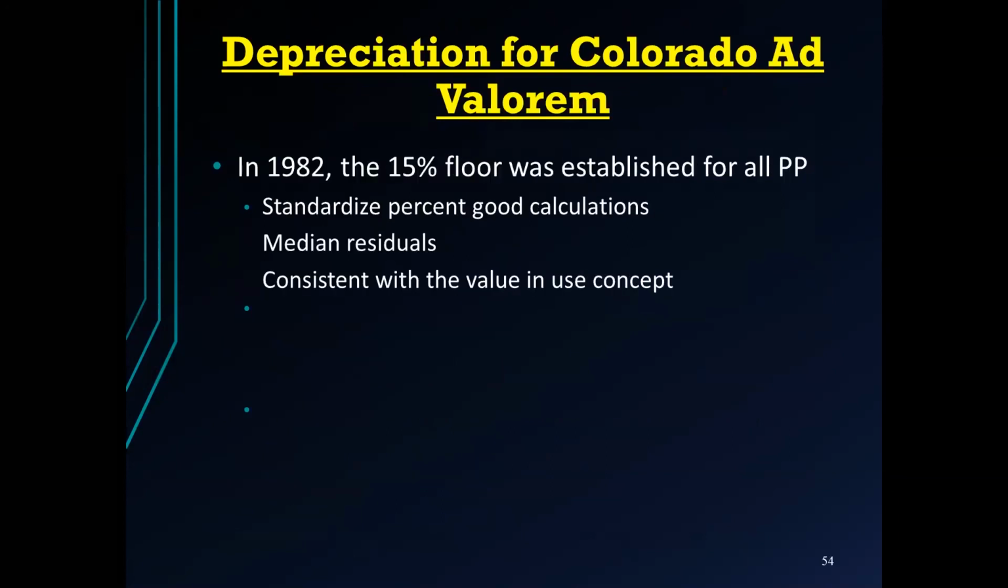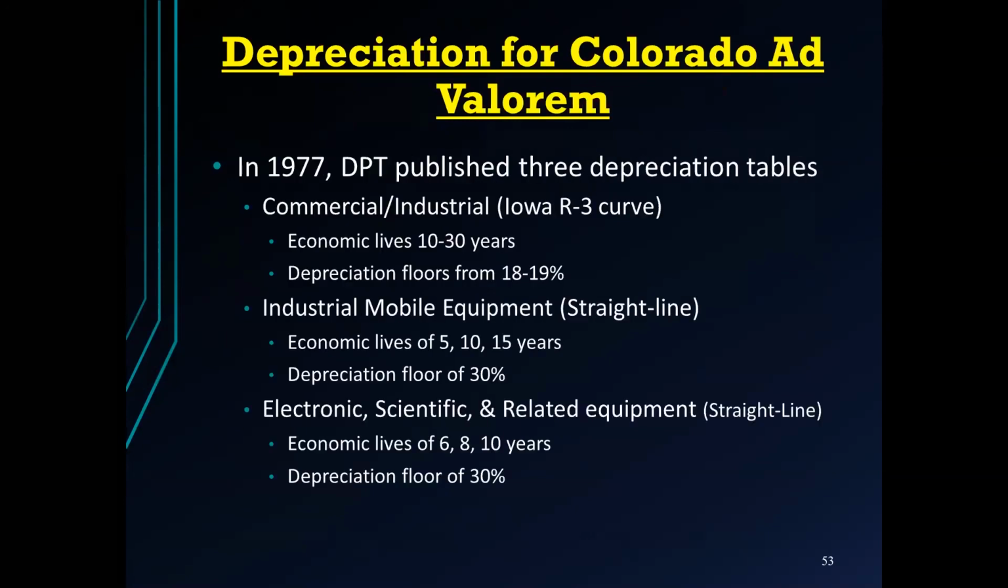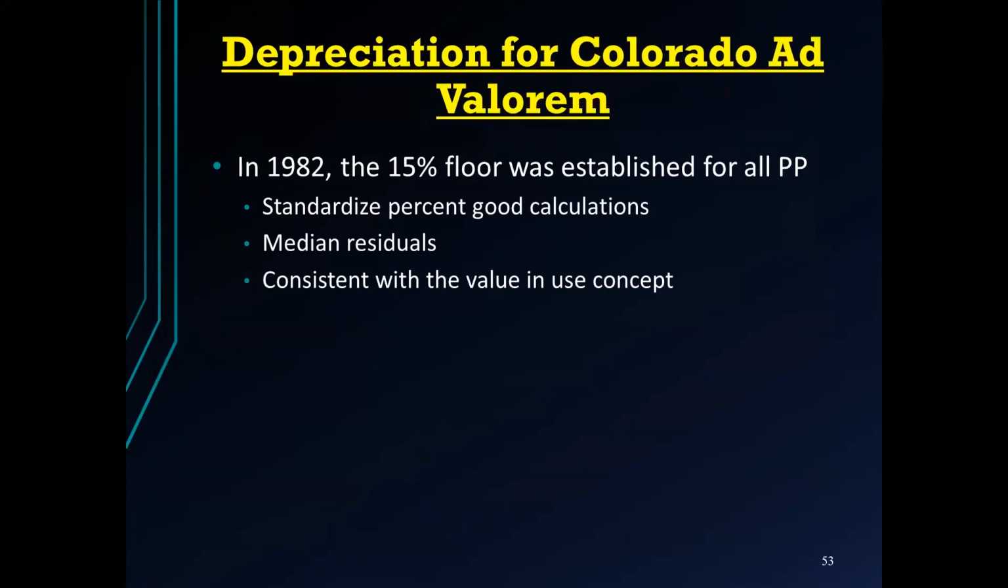Now this has evolved over time. In 1982 is when the 15% floor was established for all personal property. This was to standardize it, so you didn't have these different floors represented. You just had one floor at 15%. The reason 15% was chosen is they looked at the median residual values. They basically took those curves out further, and they looked at where the median was in terms of when they're hitting the end of their normal useful life, and 15% was the median. Some would be a little bit higher, some would be a little bit lower, but 15% was the median. So for consistency, that was applied.